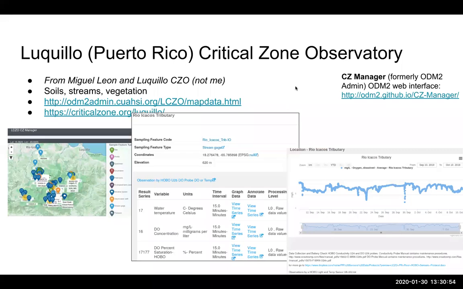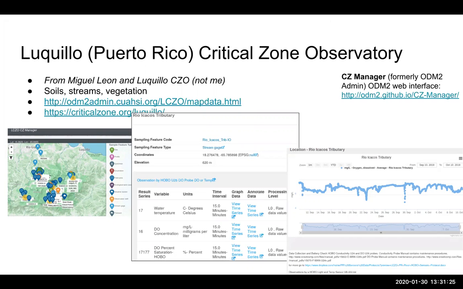This sample below it, I'm looking at the middle screenshot, is all from the HOBO U26 dissolved oxygen probe. So you get this metadata that is right in front of you, so you know how to interpret it. And I clicked on one of the graph data links and got this time series that I can interact with, and it's rich with information about what was done, at what point the sensor was changed, etc., and a user would be able to download this as well as explore it in basic ways.